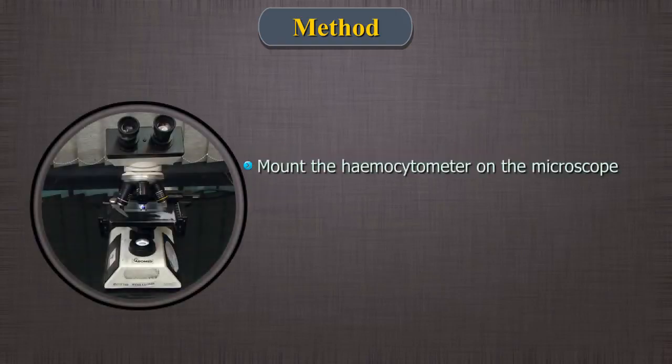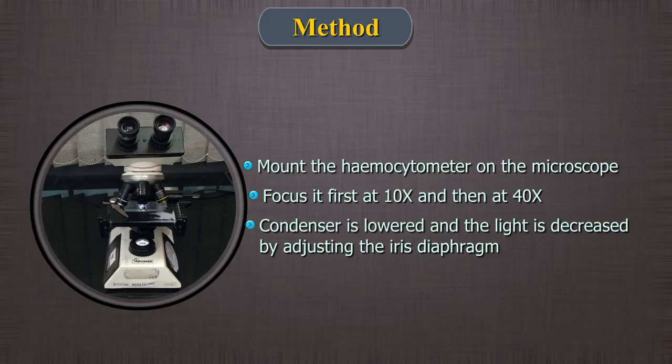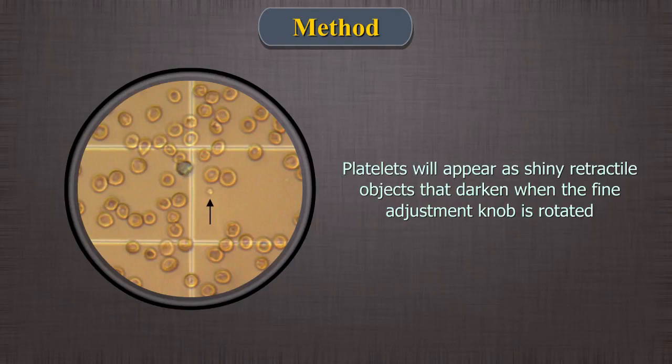5. Mount the hemocytometer on the microscope and focus it first at 10x and then at 40x. The platelets are seen more easily if the condenser is lowered and the light decreased by adjusting the iris diaphragm. The platelets will appear as shiny retractile objects that darken when the fine adjustment knob is rotated.